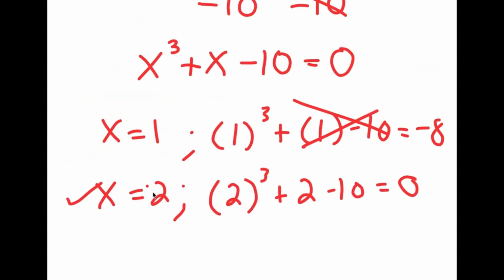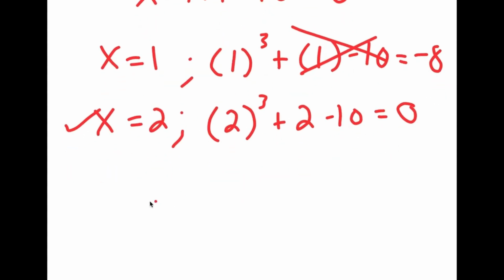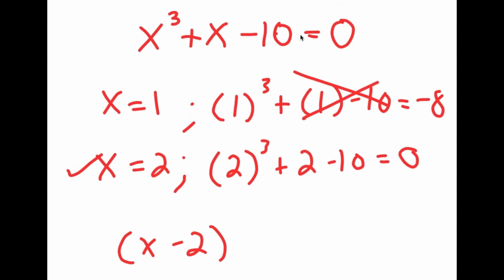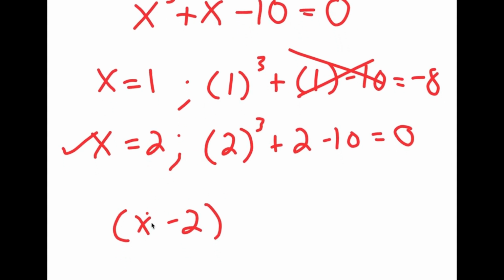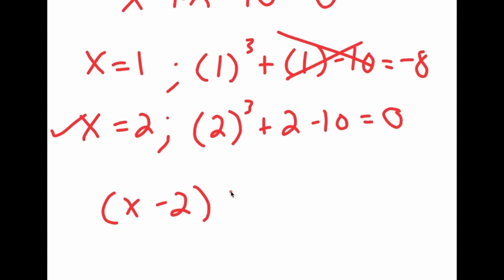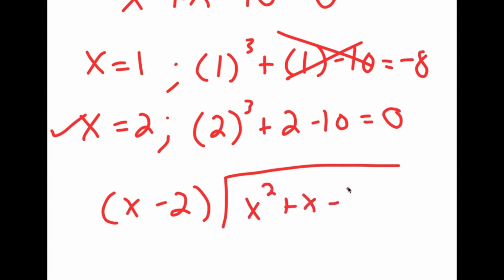Well, if x equals 2, this means that x minus 2 is a factor of our original equation, because if we plug in 2 for x minus 2, that equals 0. This means that I have to divide x minus 2 with x squared plus x minus 10.